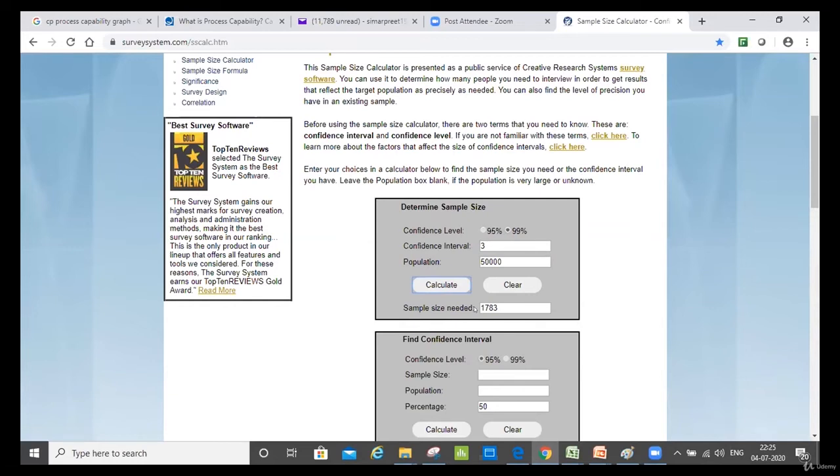What about for new processes? If we don't have any past data about the process and we are going to launch a new process in the market, then how can we define that? That doesn't become a DMAIC sort of way. That becomes a DMADV sort of way, wherein there are different tools and techniques which are required to come to a sample size.